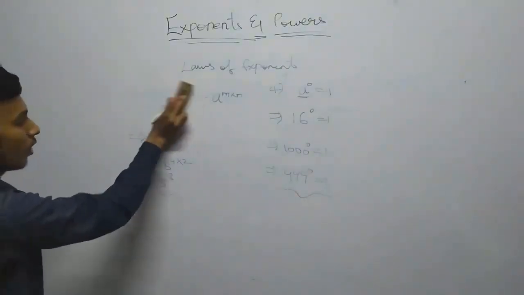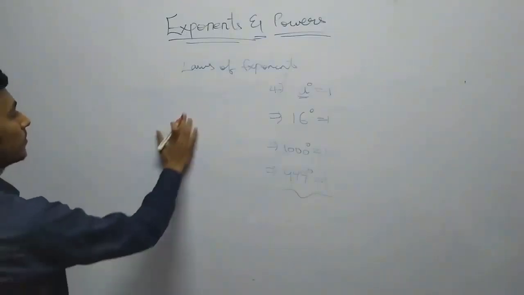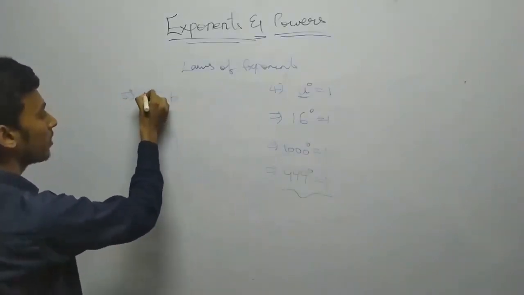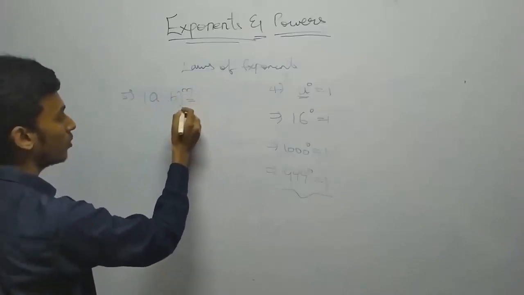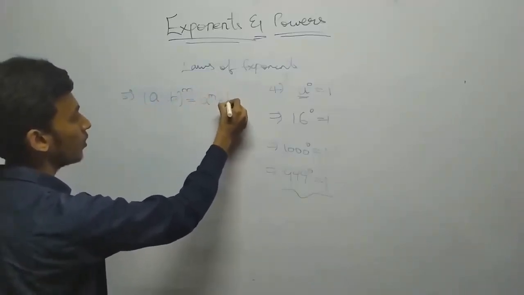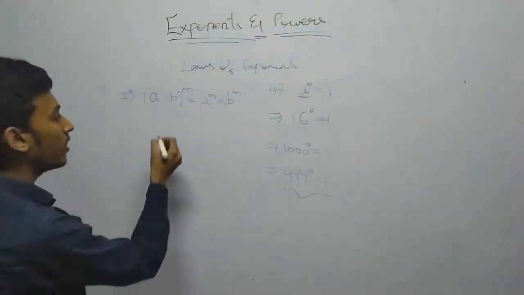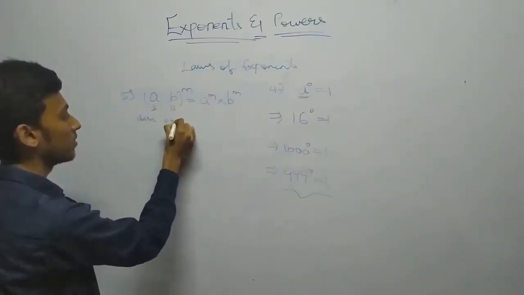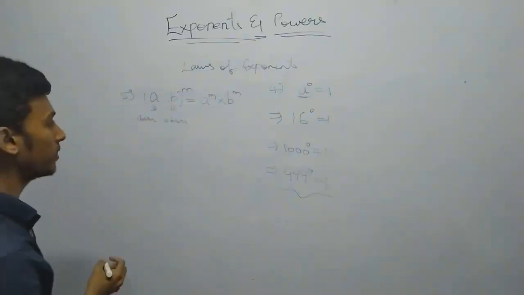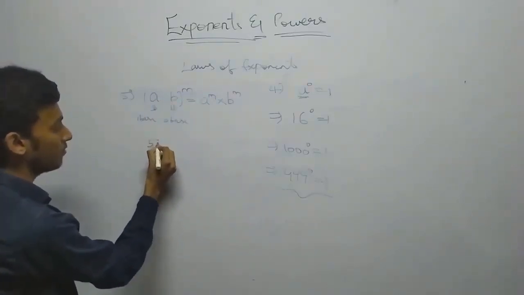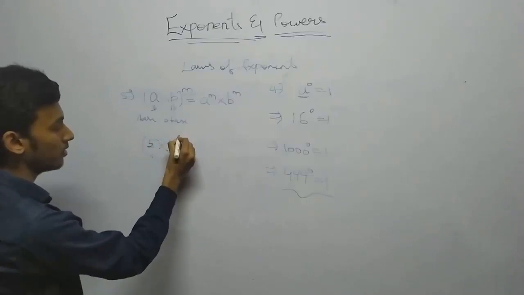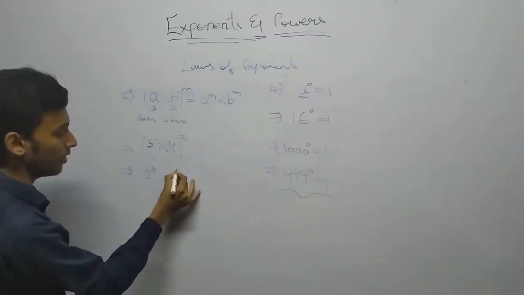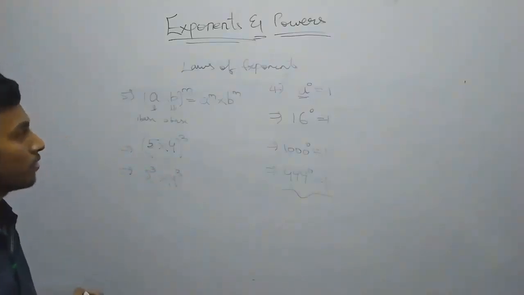Now coming to the fifth law. The fifth law of exponents is a into b whole power m, which will be equal to a power m into b power m. Here we are taking two different bases. This is the first base, this is the second base. Here the power is the same for both bases. So if I consider 5 into 4 whole power 3, this will be equal to 5 power 3 into 4 power 3. This is the simple expansion for the fifth law of exponents.